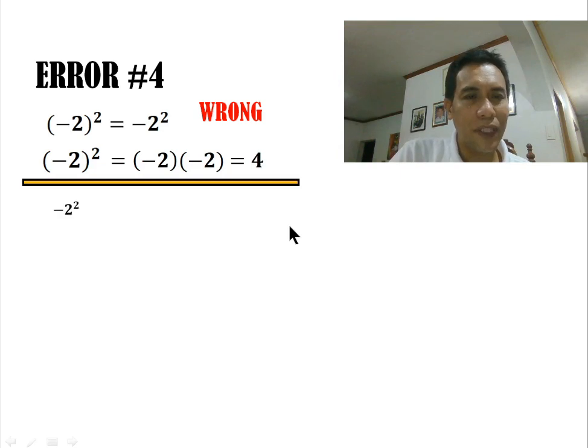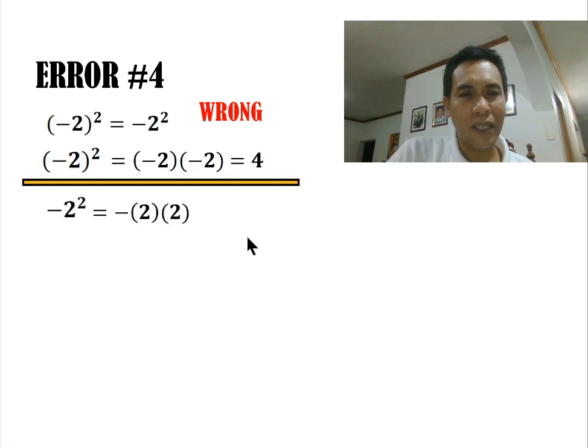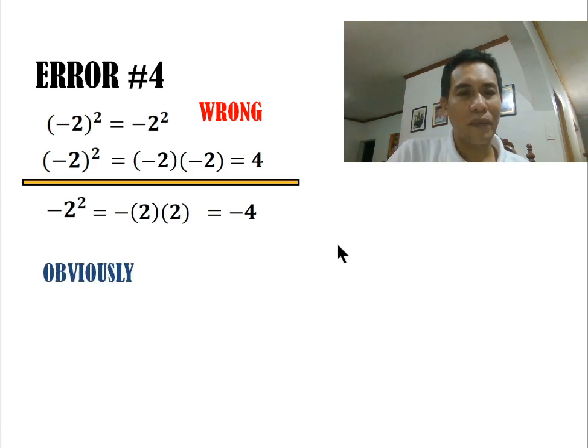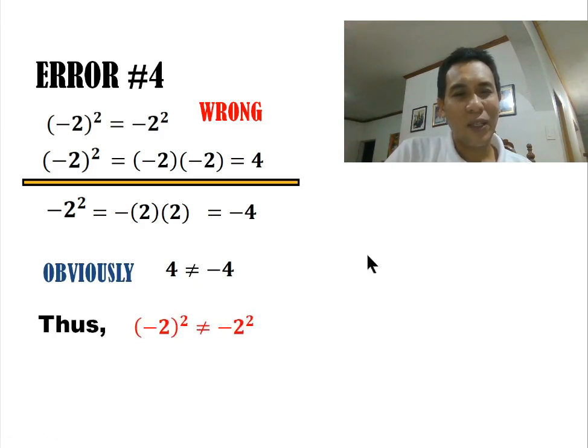While if we have negative 2 squared, it means that we are getting the negative of 2 squared. So this is equal to negative 2 times 2. So we have negative 4. Obviously, 4 is not equal to negative 4. Thus, quantity negative 2 squared is not equal to negative 2 squared.